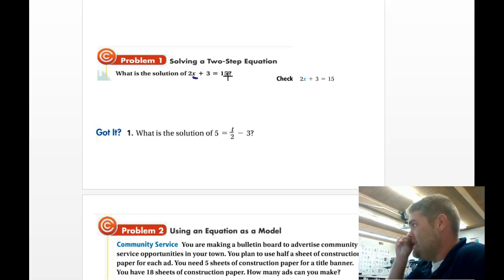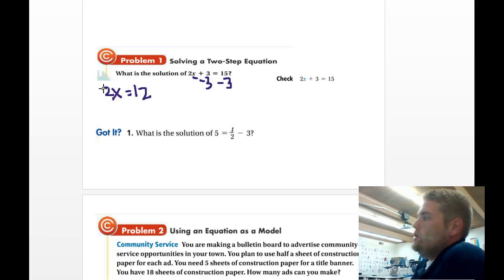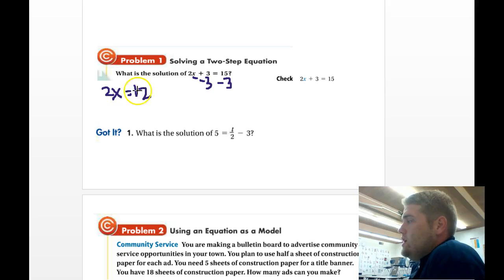The first thing I need to do is get this 3 to the other side. When I'm adding 3, the opposite of adding 3 is subtracting 3. So let's subtract 3 on both sides. So I get 2x equals 12. And guys, I'm sorry about the writing, but my airliner is still broke because, well, you all know what happened. So just try to do the best. So I have 2x equals 12.